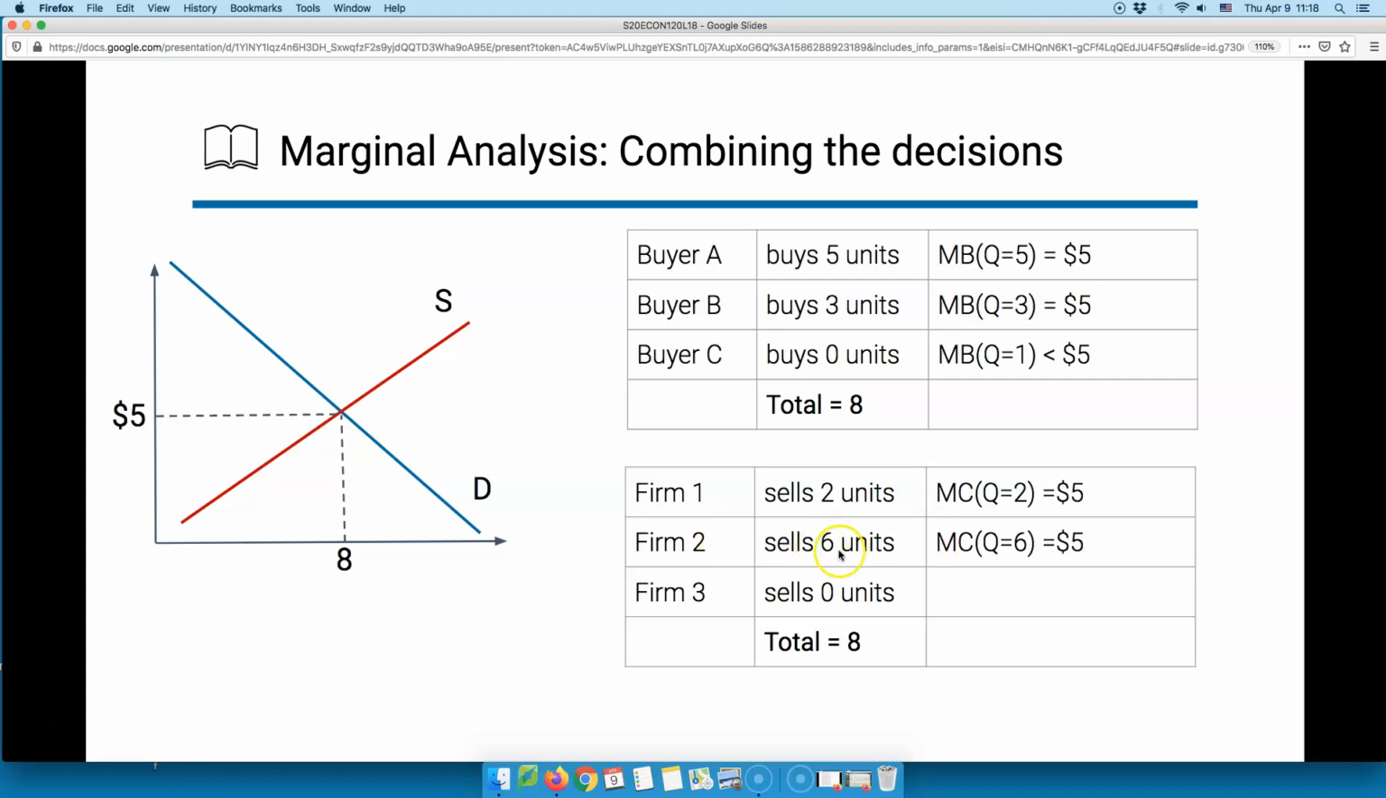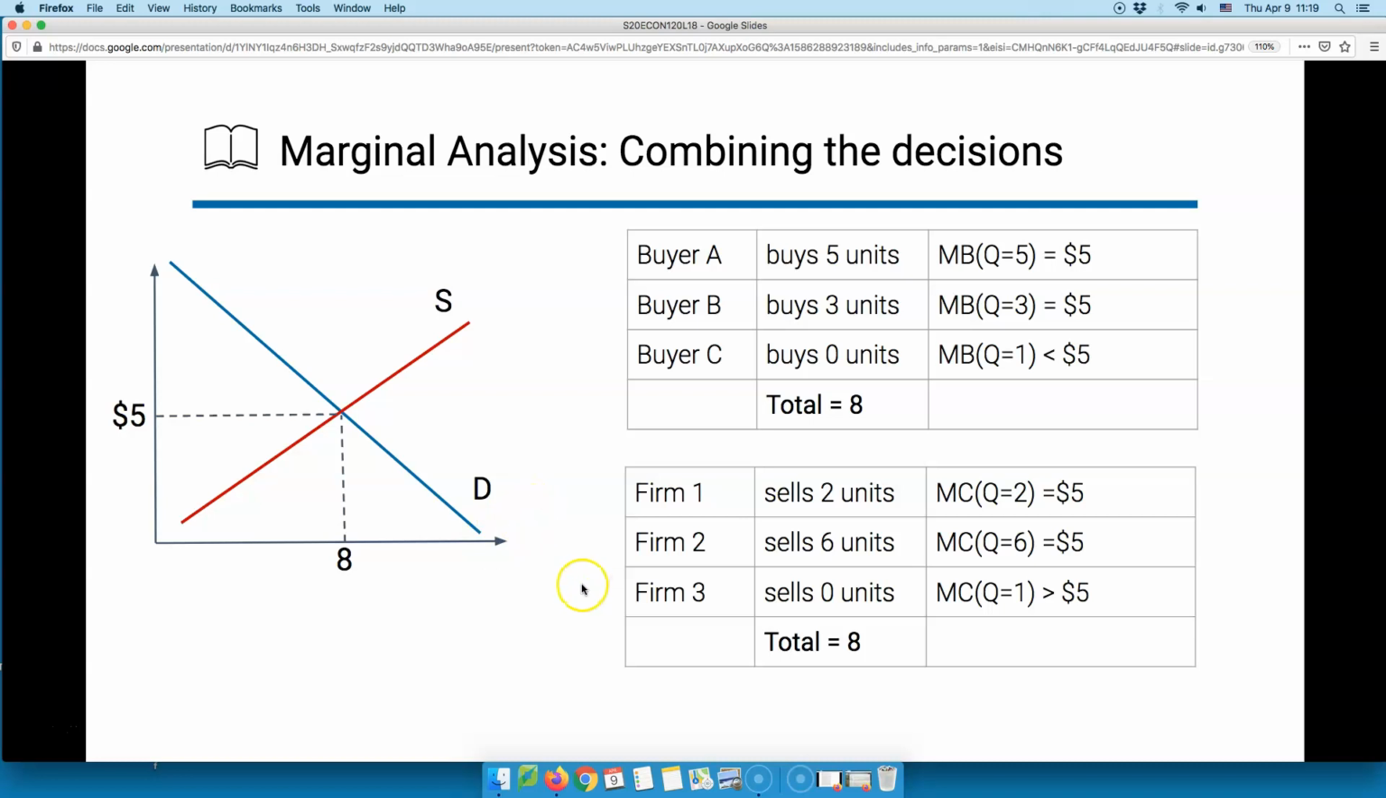For firm 2, selling 6 units, the marginal cost of the sixth unit has to be 5 or under, and the marginal cost of the seventh unit above 5. For the firm selling no units, that means that its marginal cost of producing the first unit is above 5. So then how can we summarize what we see?